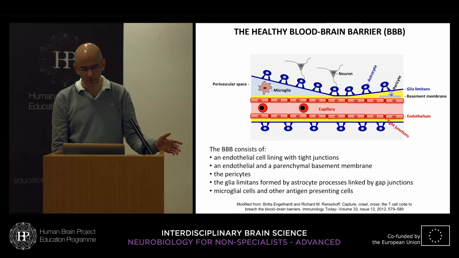So to summarize, the blood-brain barrier consists of an endothelial cell lining with tight junctions, and an endothelial and a parenchymal basement membrane, the glia limitans formed by astrocyte processes linked by gap junctions, and finally microglial cells and other antigen-presenting cells.